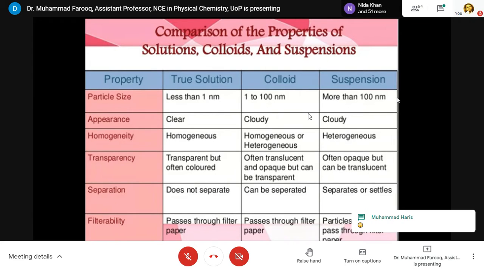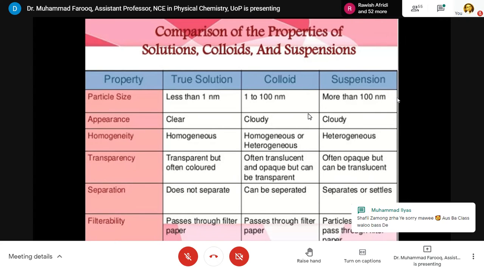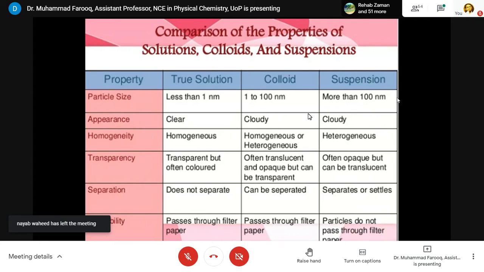Also, in the case of a true solution, the particles are evenly distributed. I mean, they are uniformly distributed even after a long time. While in the case of colloid, the particles may or may not be. In the case of suspension, they are heterogeneous. Okay, while transparency, in the case of a true solution, the solution is transparent, but some are colored depending on the salt. For example, if zinc chloride or cobalt chloride is dissolved in water, you will get a colored solution. So they may be transparent or colored.